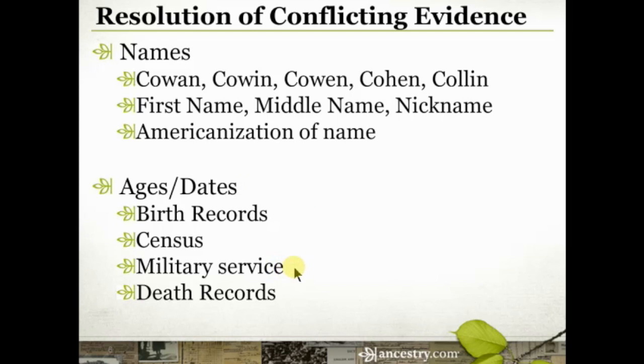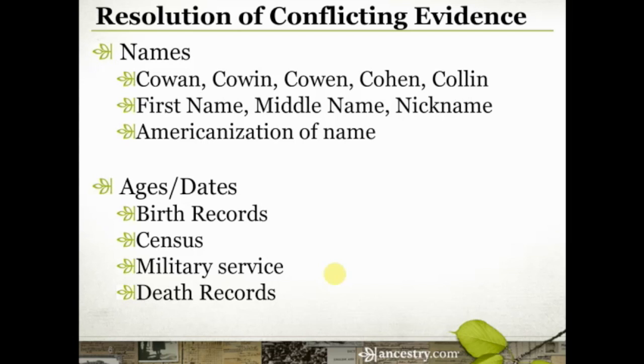Again, people sometimes lied intentionally in order to serve, either up-aging themselves if they're too young or down-aging themselves if they're too old and they wanted to serve. Lots of reasons that happens. Death records are not always accurate, particularly when you talk about birth information. Even tombstones I've seen inaccurate. Just because it's carved in stone doesn't make it correct.